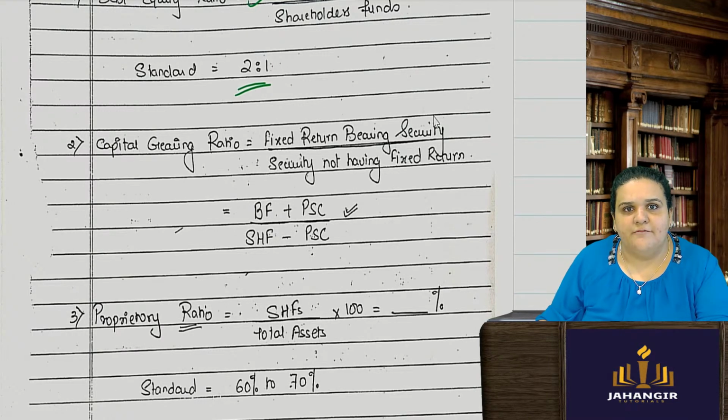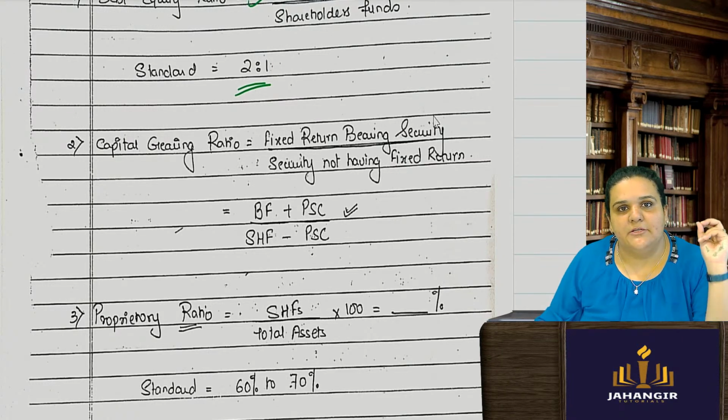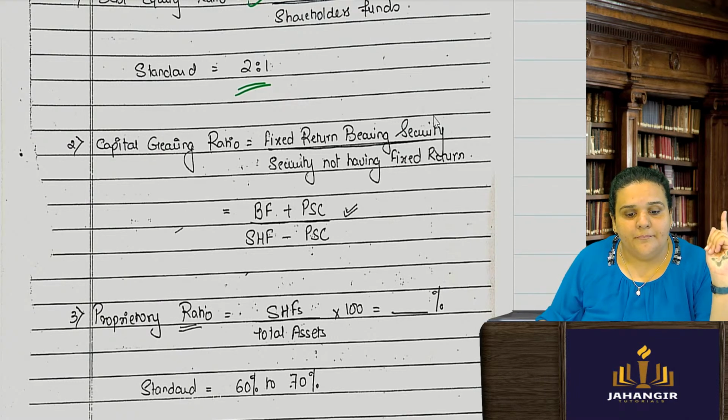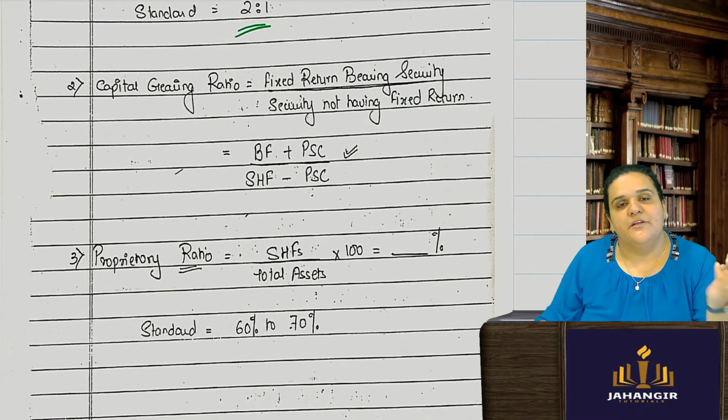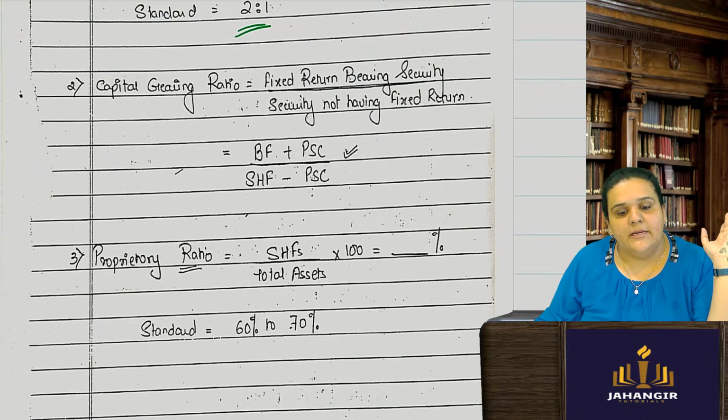Not necessary we have to pay them a fixed return. For equity shareholders nothing is fixed. It depends upon the profit. Every year there is a resolution passed to give the equity dividend. They do not have a fixed percentage of dividend like preference shareholders. So borrowed funds plus preference share capital divided by shareholders funds minus preference share capital. This is how the formula is.